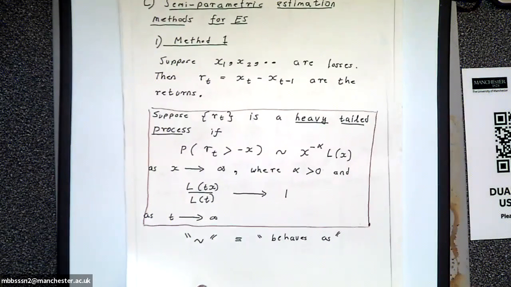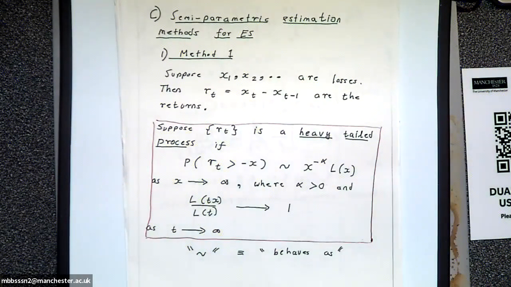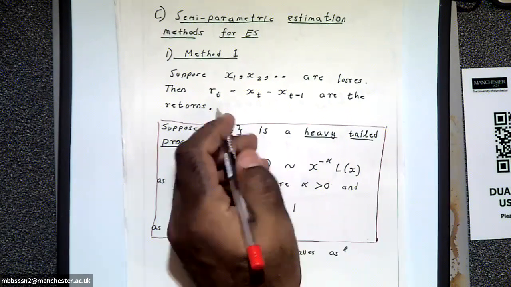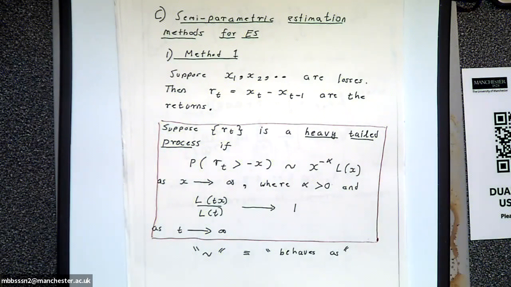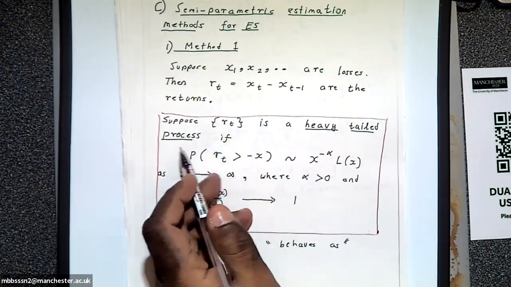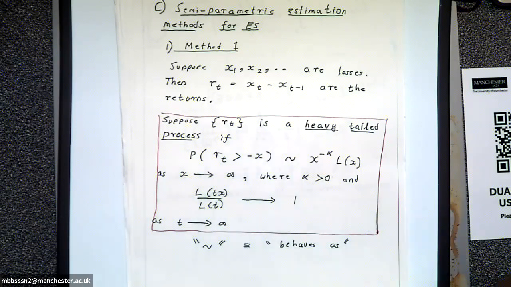So this is the first one. Suppose you have losses x1, x2, etc., and let RT denote the return. RT is defined as the difference between the losses, right? Now suppose RT is a heavy tail process. What I have in the red box is the definition of a heavy tail process.